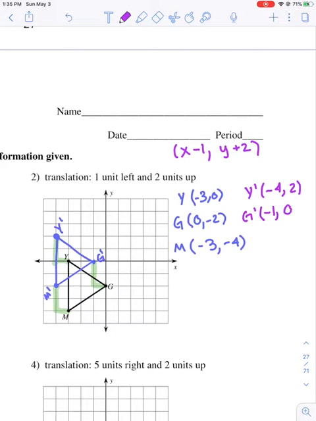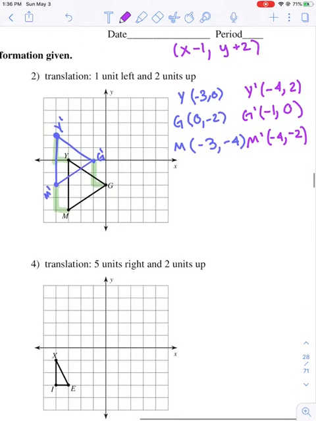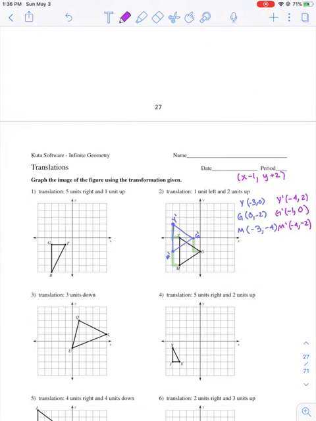For G prime, subtract 1 from X, so -1, add 2 to Y, 0. That is where it ended up. And M prime, subtract 1 from X, -4, add 2 to Y, that would be -2. So if they don't give you a graph, if you create a rule like that based on what the translation is, that's an easy way of doing it.